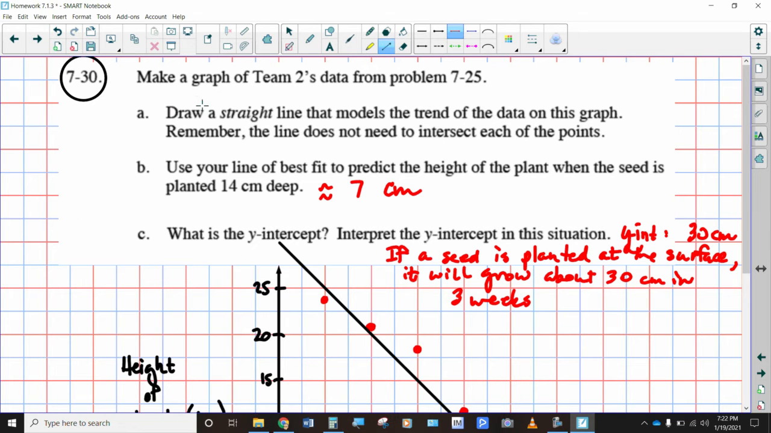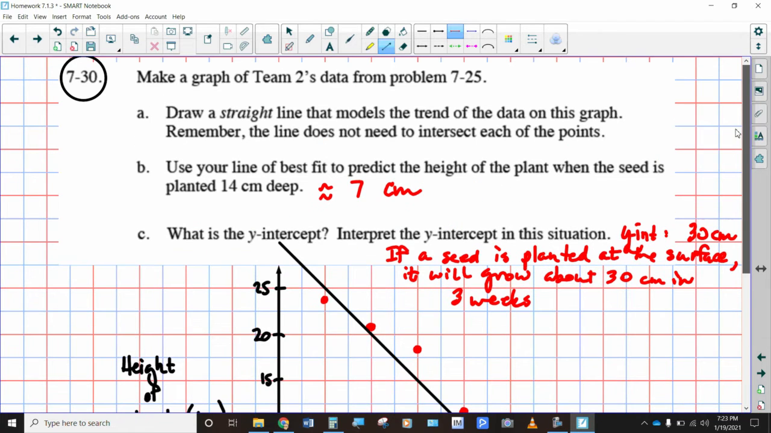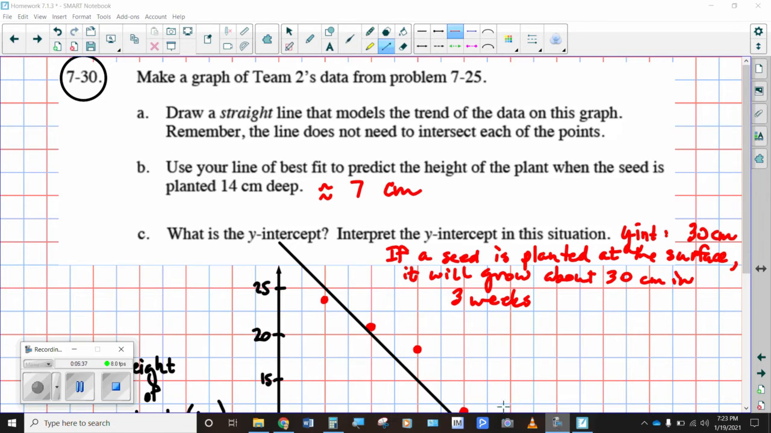All right, draw a straight line that models the trend of the data on this graph. Okay, make a graph of Team 2's data from problem 725. What was problem 725? Oh, that's right. This is the one where we were controlling the different variables. Actually, hold on for a second. Okay, had to refresh my memory.